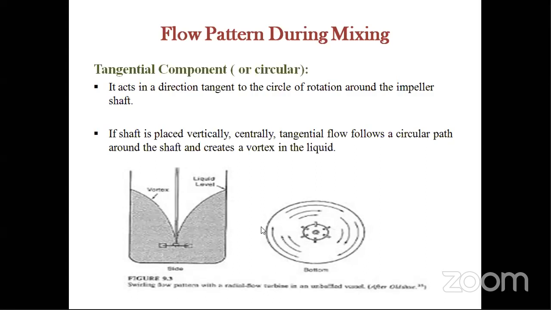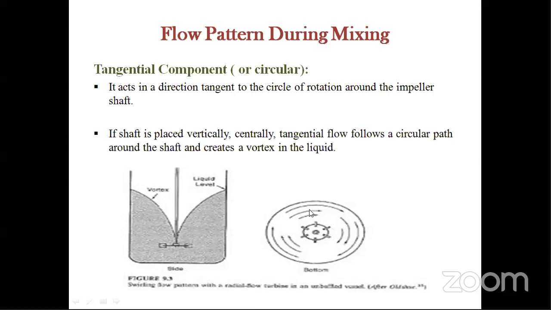You see in these pictures, in the first picture, that it is a beaker and your shaft is attached with a blade or impeller, and it is placed at the central or vertical portion. What happens? A circular motion. In the second picture you see that a circular motion is produced during the mixing process.